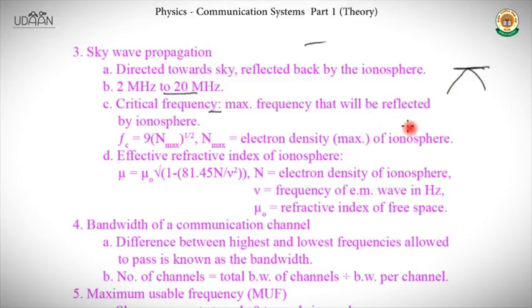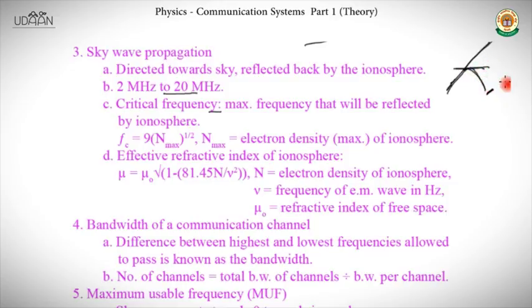Because if the frequency is higher than the critical frequency, it will just travel through the ionosphere and not get reflected, because the excited particles in the ionosphere cannot reflect it back. The frequency would be so high that it will have too much energy and move out of the ionosphere into space. So we do not require that. We wish that it gets reflected back so that it can be received.